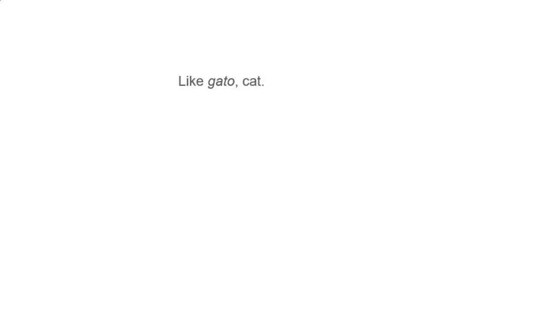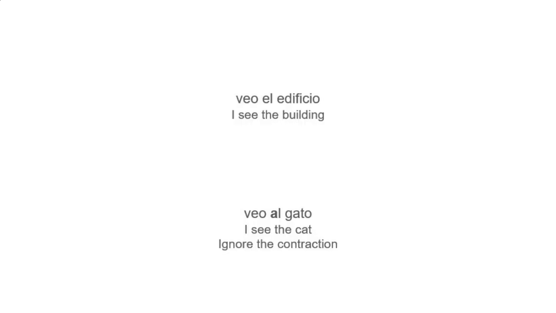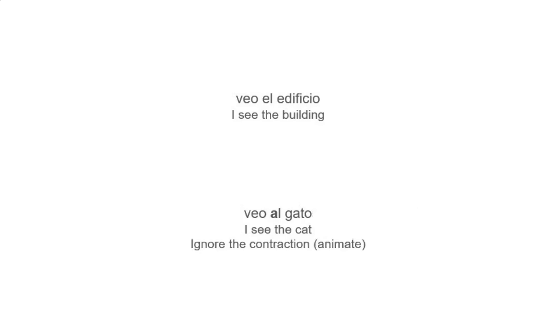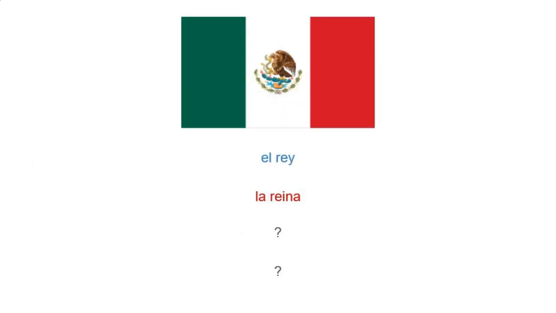However, when an animate noun, which are mostly humans and animals, is the direct object, it needs to be the object of the preposition a, too. I see the cat is required to be veo al gato, and veo el gato is ungrammatical. This can be argued to be two different genders, an animate that requires the special object marking, and an inanimate that does not. And since we already have two genders, these combine to make four: masculine animate, masculine inanimate, feminine animate, and feminine inanimate. So, yeah.